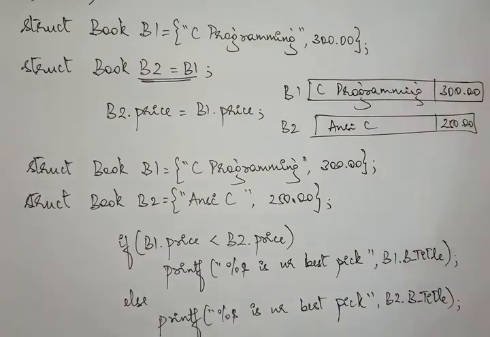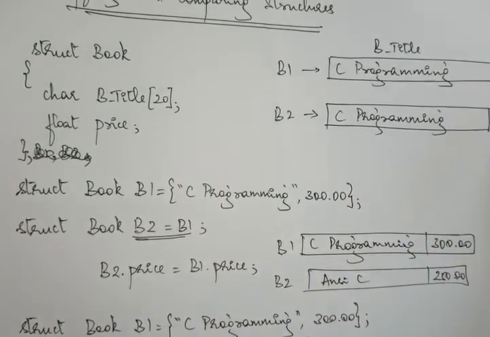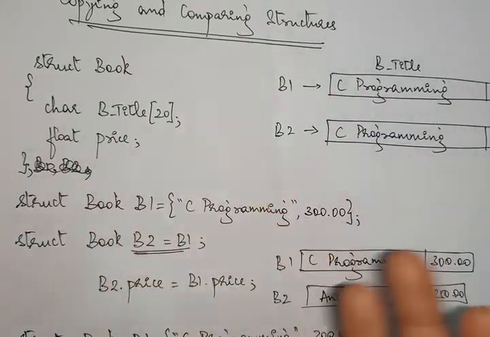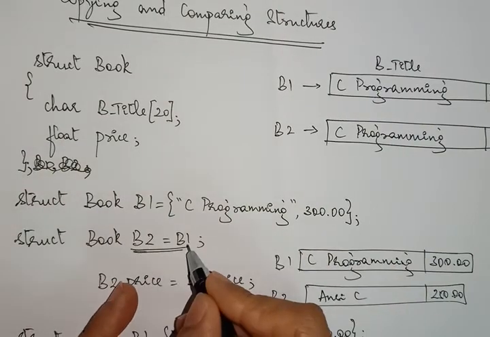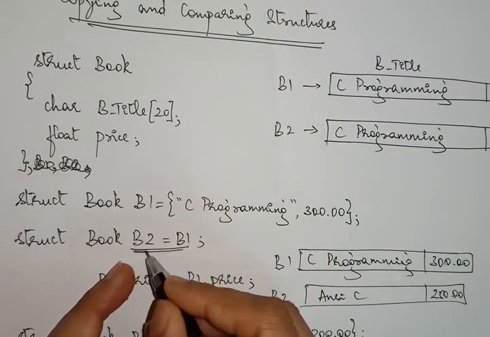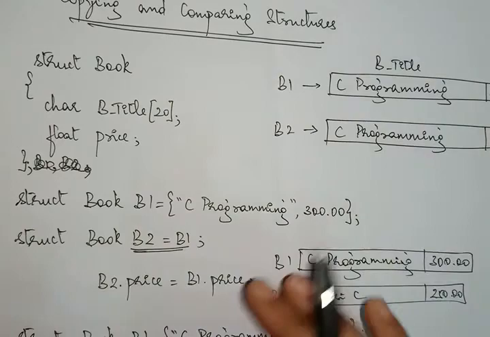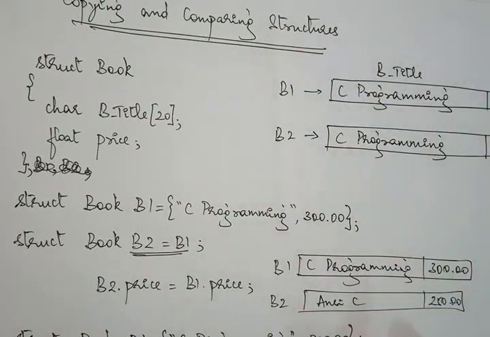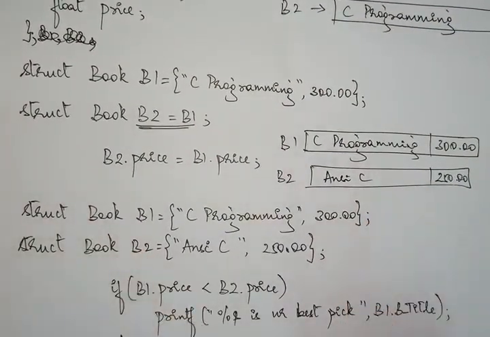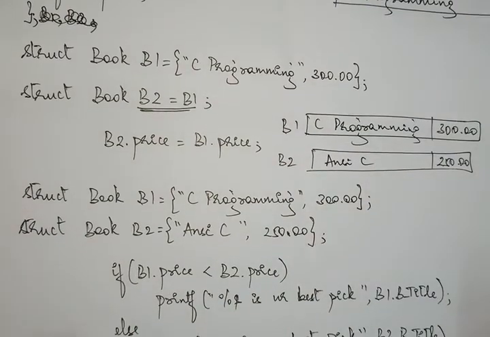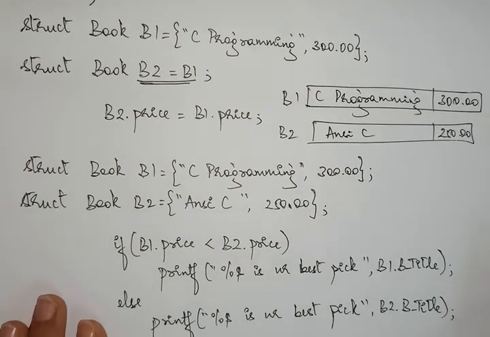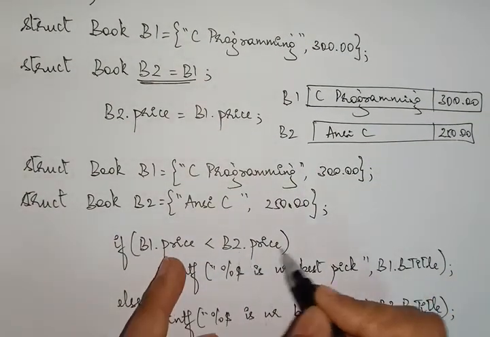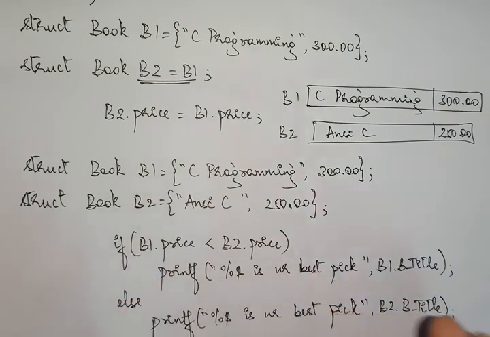So, quick revision. How do you copy two structures? You can have one structure with values and directly copy that structure to the other one, so all the contents get copied. And for comparing, you can do the comparison with each of the member values through different structure variables. Thank you.